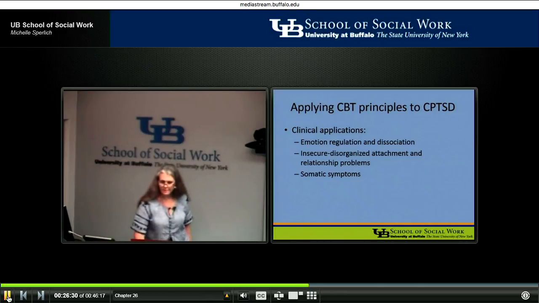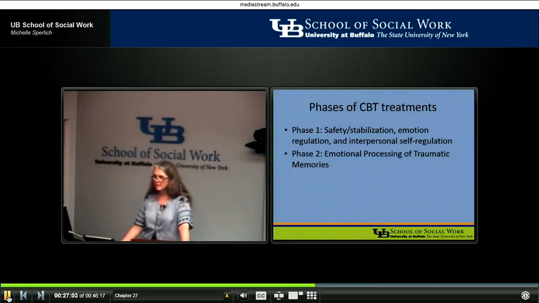Overall, when we are applying CBT principles to complex PTSD, we need to really specifically look at the clinical applications of this. We want to make sure that we're addressing emotion regulation and dissociation, right? Because that's an added feature of the dissociative subtype of PTSD, or what we're referring to more broadly as complex PTSD. We want to look at insecure and disorganized attachment and relationship problems. Again, that might be a feature of somebody with complex PTSD. And we want to address somatic symptoms, so what's happening in the person's body, too, in relation to their trauma and their PTSD symptomatology.